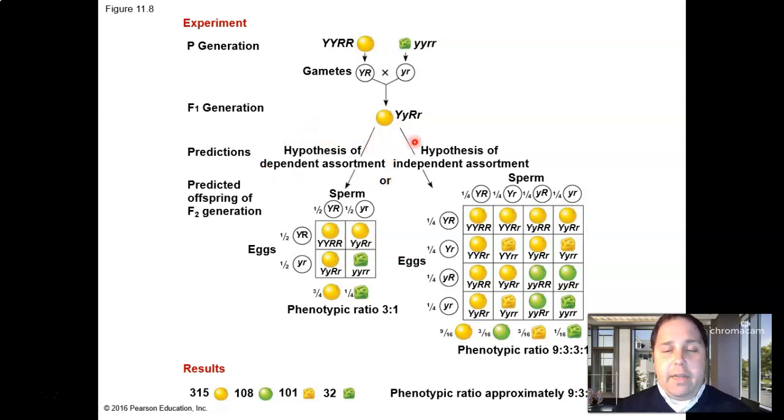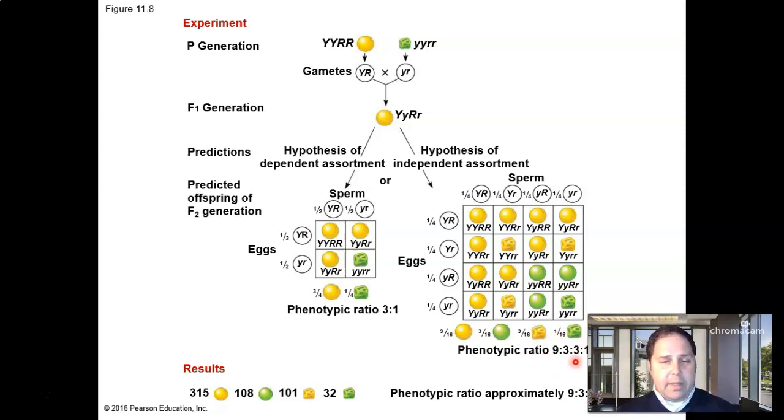On the other hand, the hypothesis of independent assortment, which is actually the one that we're looking at here, shows that yellow and green color is separate from wrinkled and smooth, and so you can get offspring that have yellow color but wrinkly traits. You can get offspring that have green color but are smooth, and you end up with a phenotypic ratio of 9:3:3:1 in this type of problem.